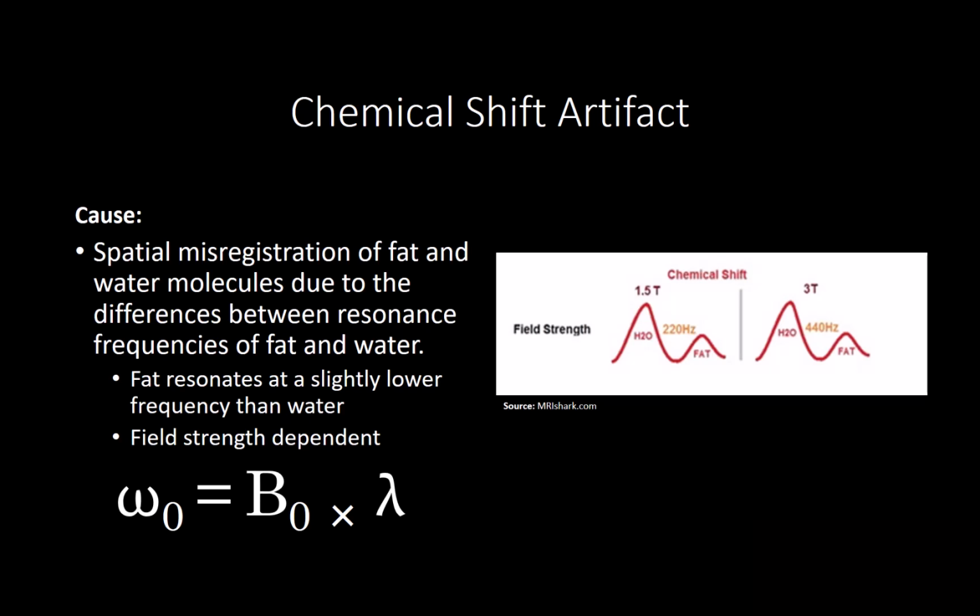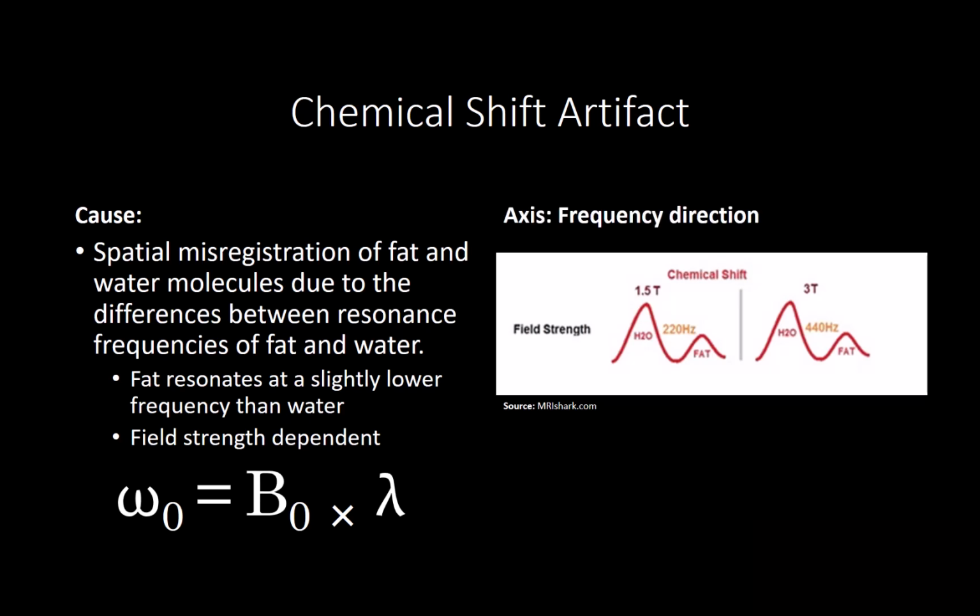Precessional frequency is calculated using the Larmor equation and is field strength dependent because the static magnetic field is incorporated into the Larmor equation. So as you can see from the image to the right, when you are scanning at a 1.5 Tesla magnet, the chemical shift between fat and water is 220 Hertz. But as you increase it to a 3 Tesla magnet, that chemical shift increases to 440 Hertz.